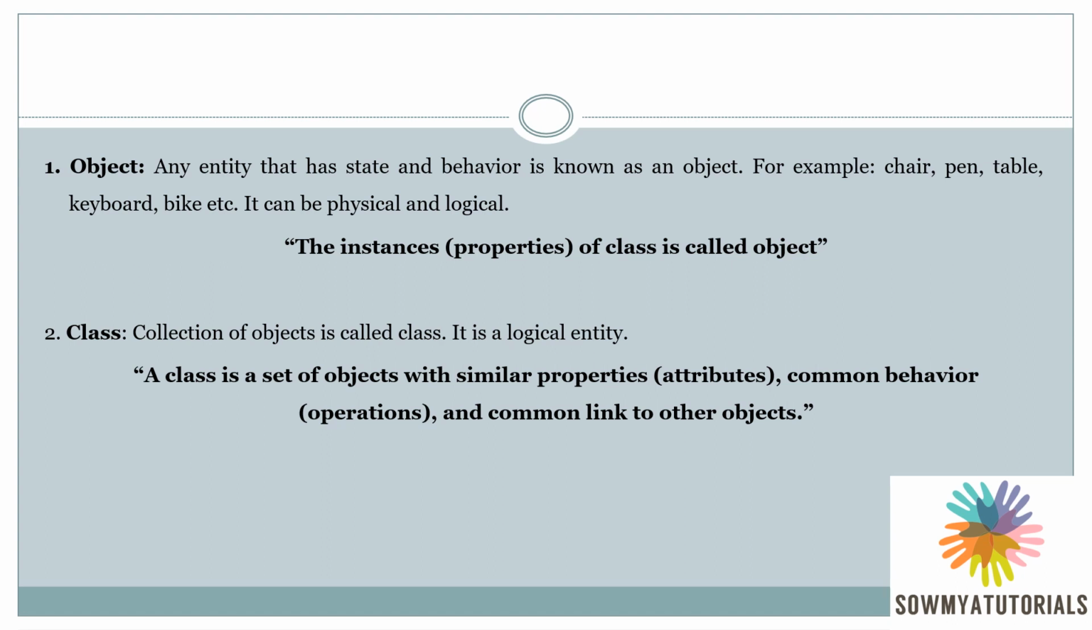First one, what is an object? Already I told that an object is a real world entity. That is one definition. So one more is also there. Any entity that has a state and behavior is known as an object.